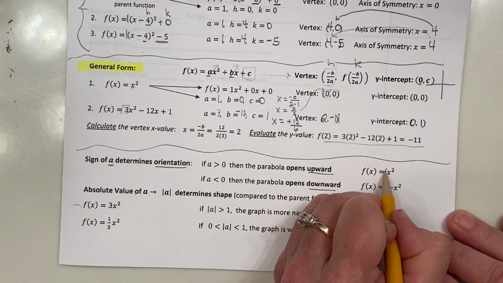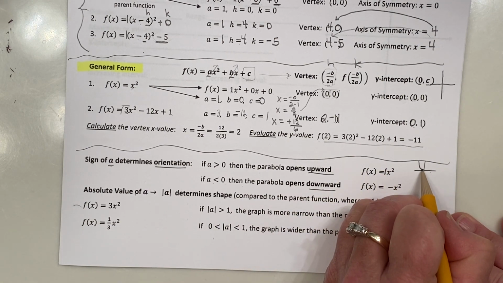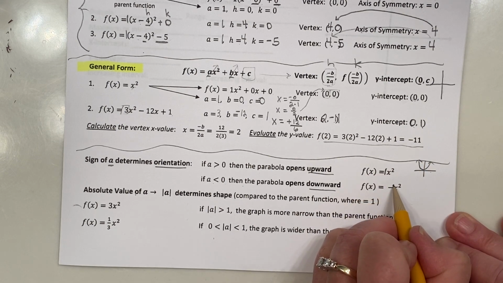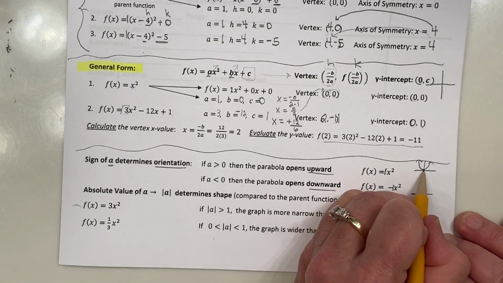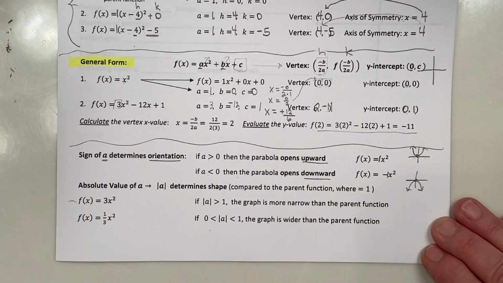So here a is positive, so we know that parent function opens upward. Here a is negative 1, so it's just a reflection through the x-axis. That parabola has its vertex still at the origin, but instead of opening up off that vertex, it opens down.